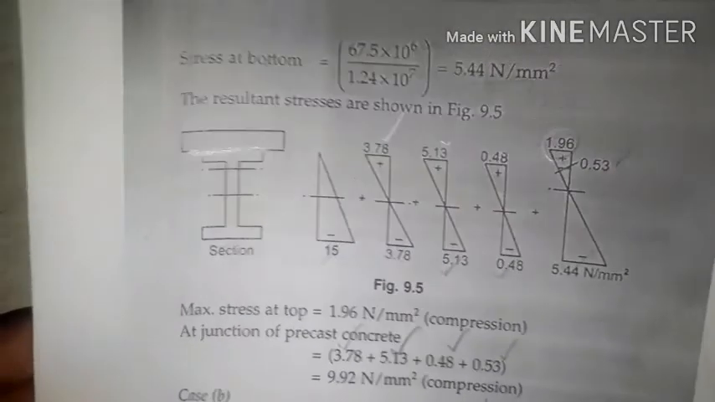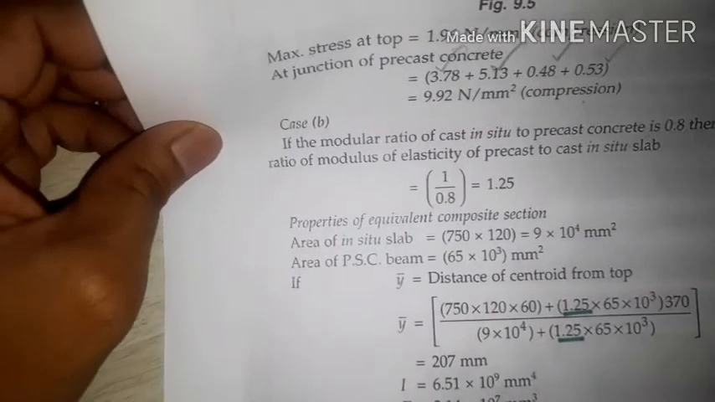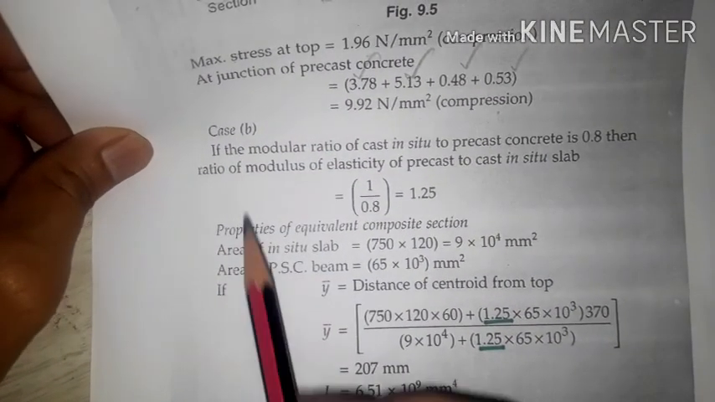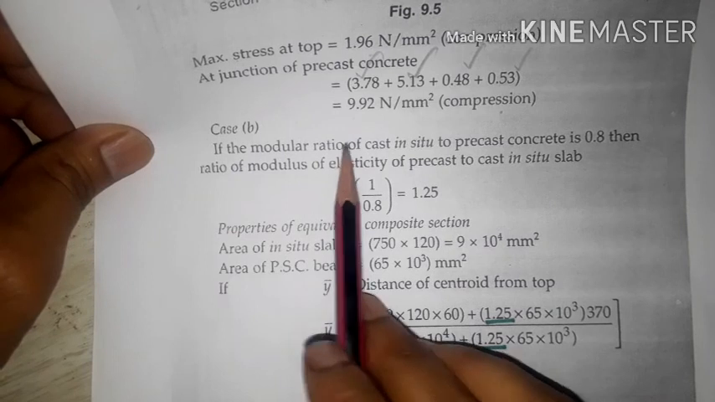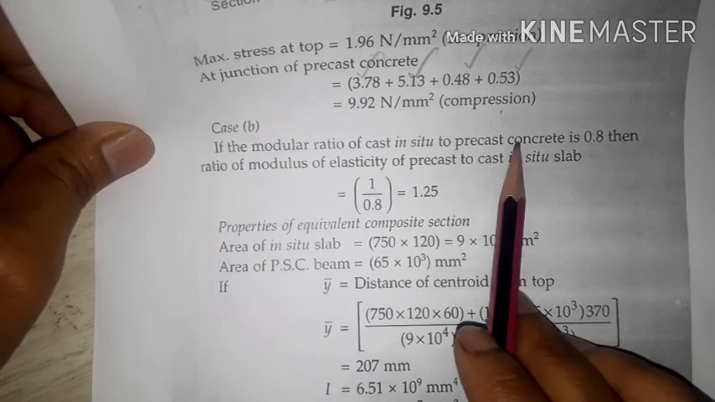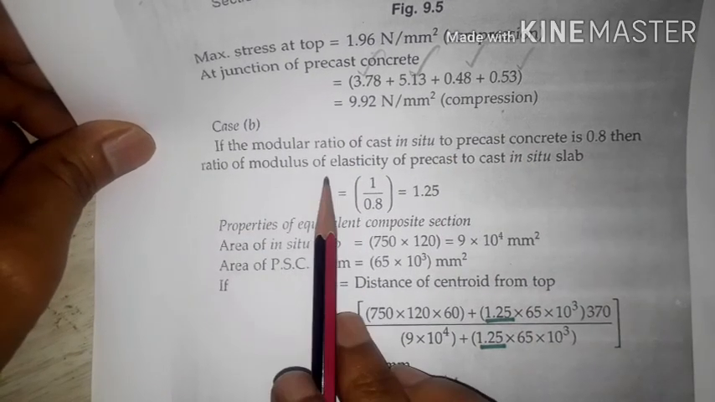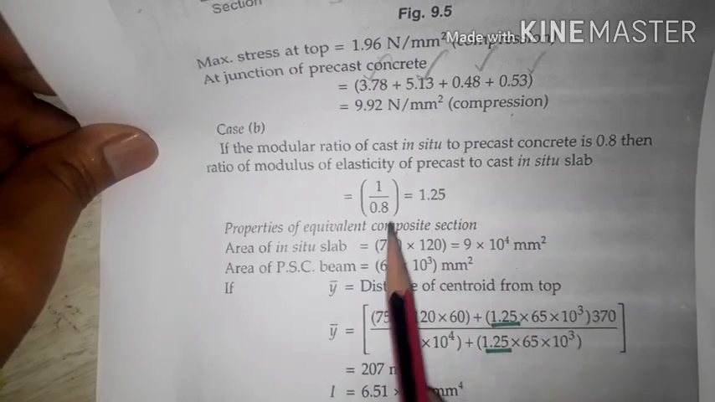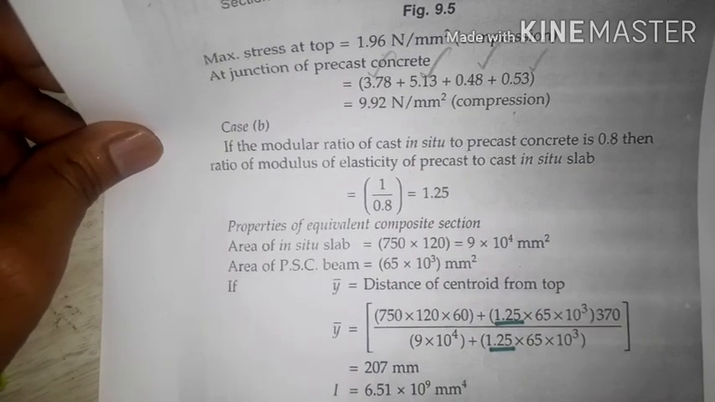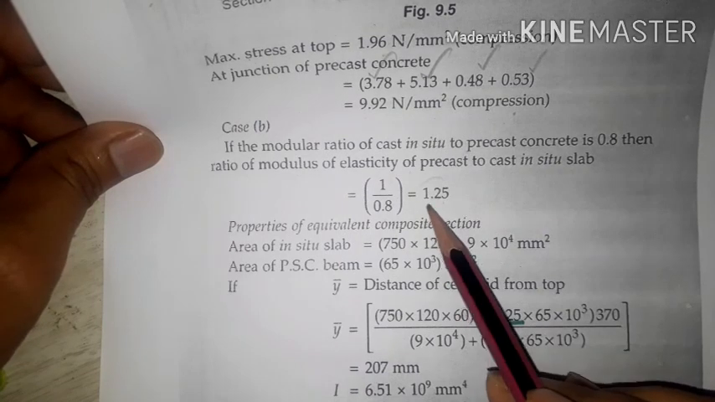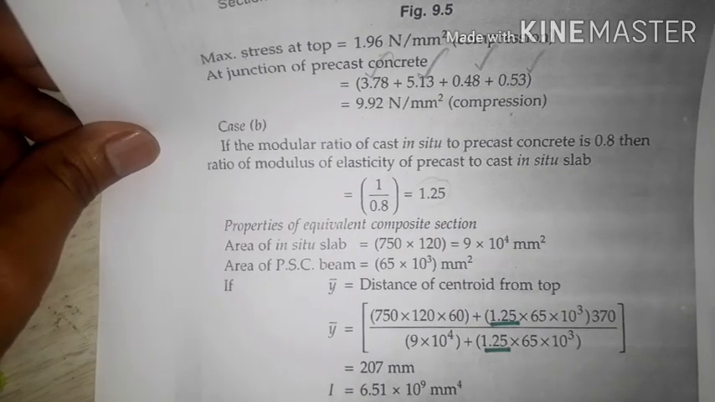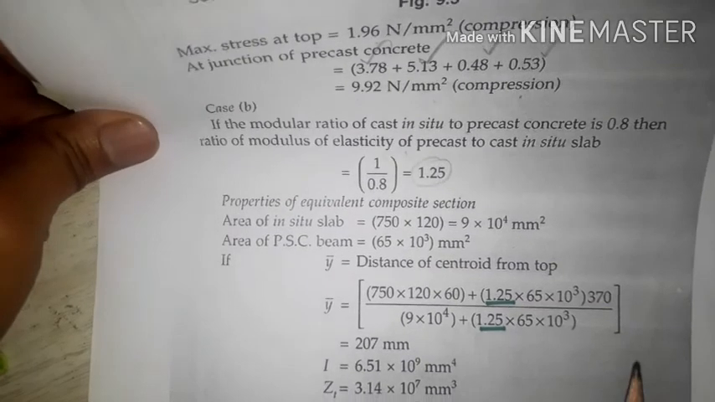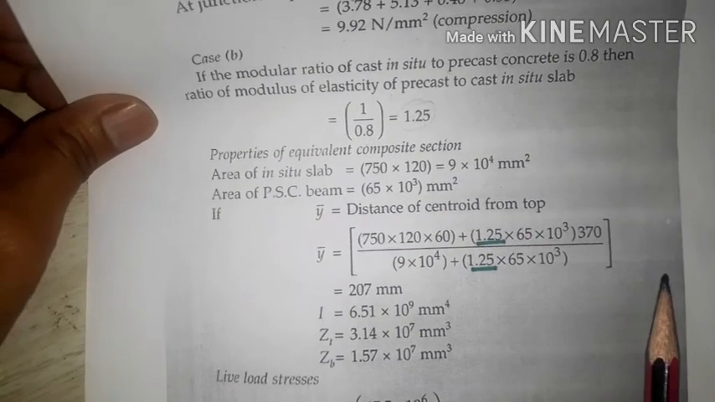Then for case B, because it is given that the modular ratio of cast in situ to precast concrete is 0.8, then the ratio of modulus of elasticity of precast to cast in situ slab is 1 divided by 0.8, which is equal to 1.25. So this is a multiplication factor for the precast section, we have to multiply. Just I'll show you that.